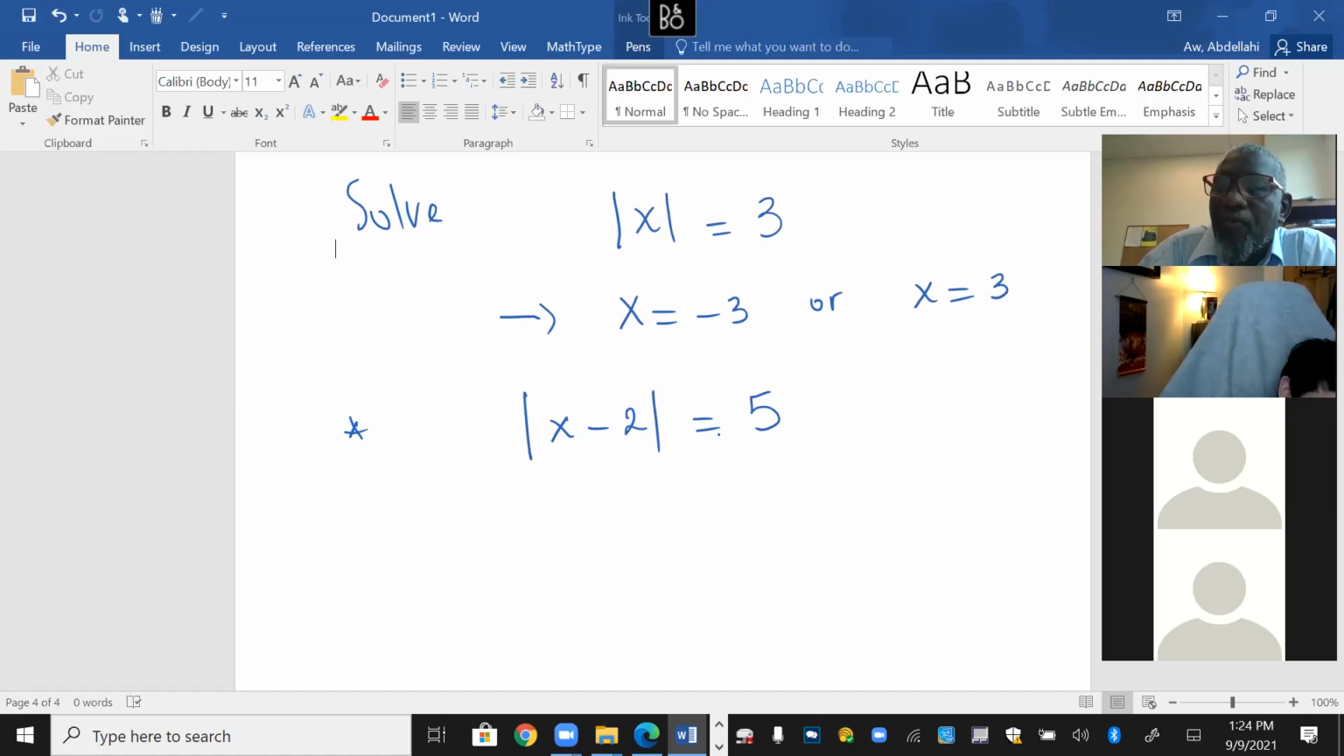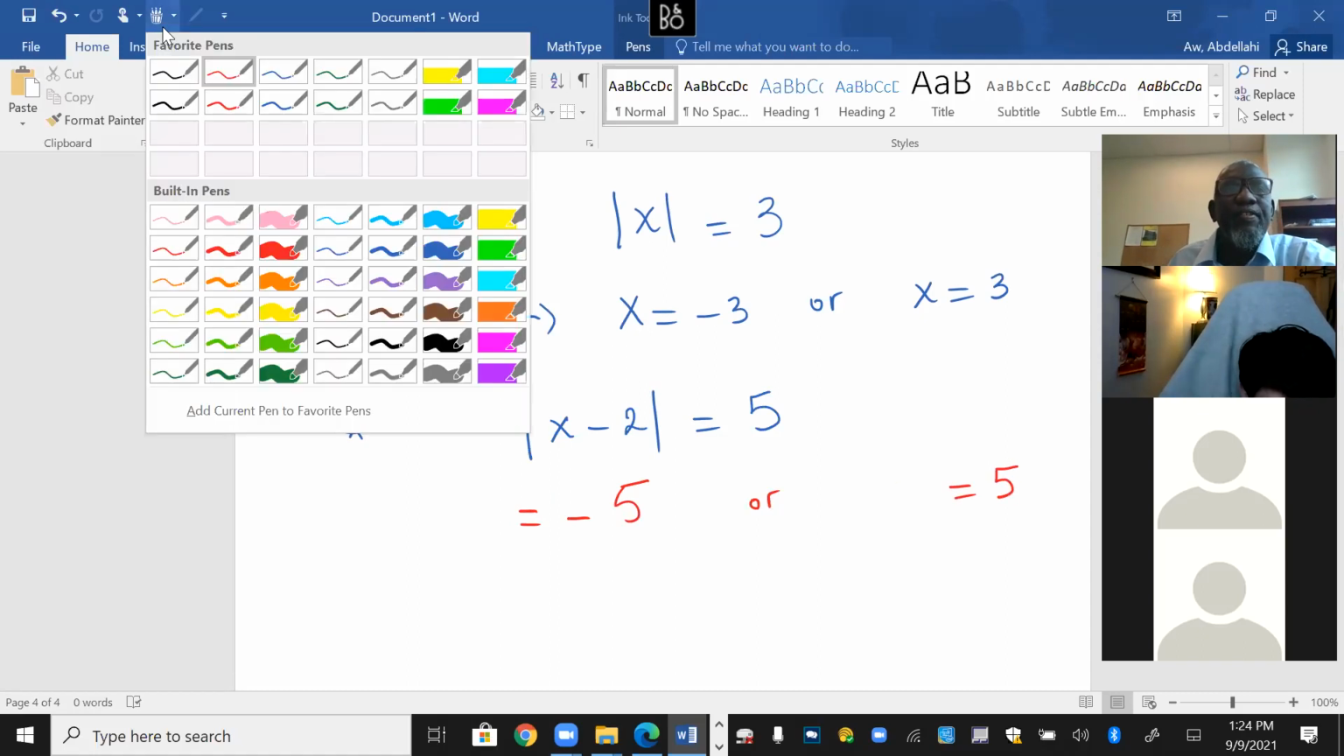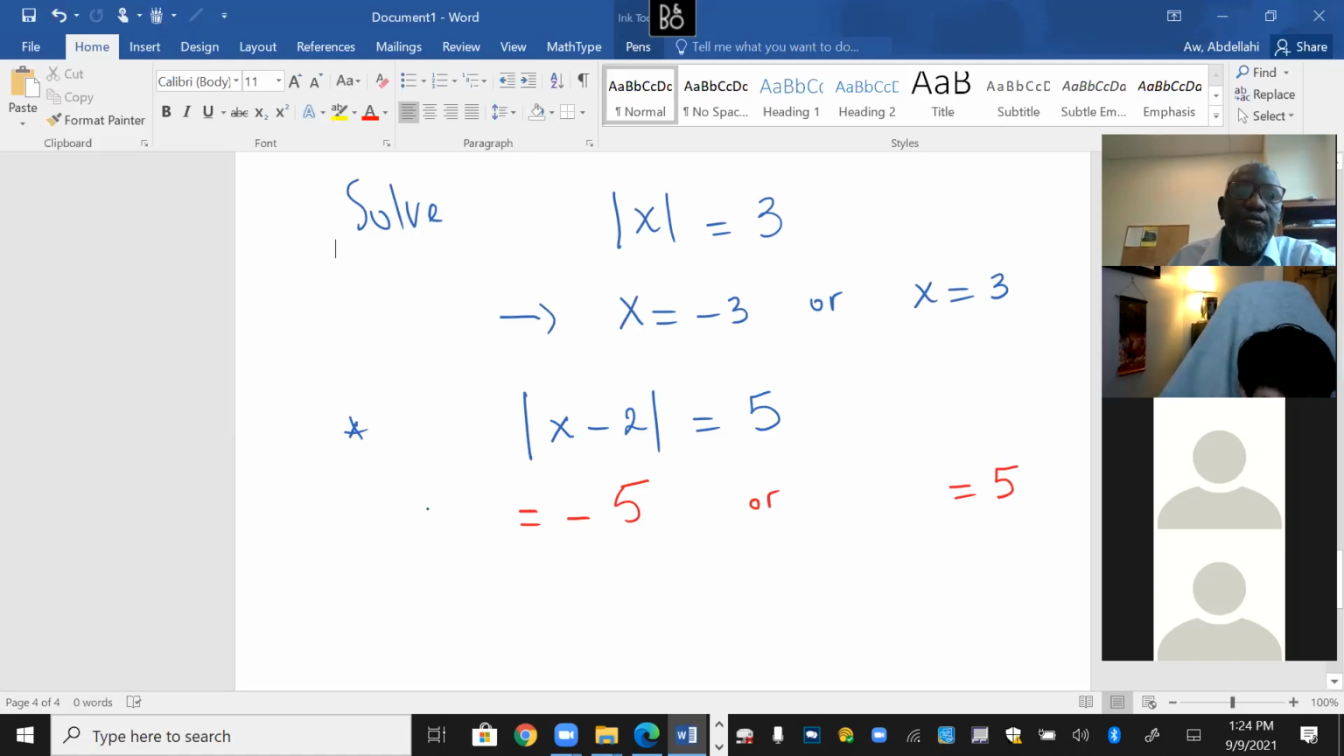Okay? What I do here is, after I get the absolute value by itself, which is the case here, I have to break it down into two equations, right? I have to set whatever I have equal to -5, or whatever I have equal to +5, right? I have to say x minus 2 is equal to -5 or x minus 2 equal to +5.